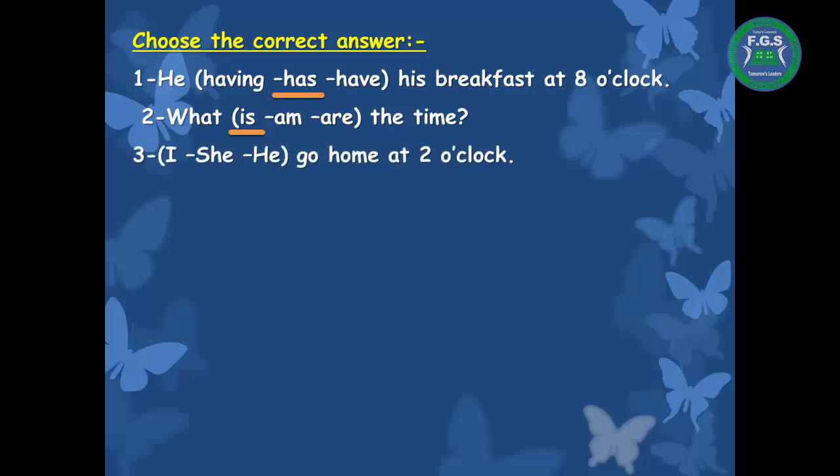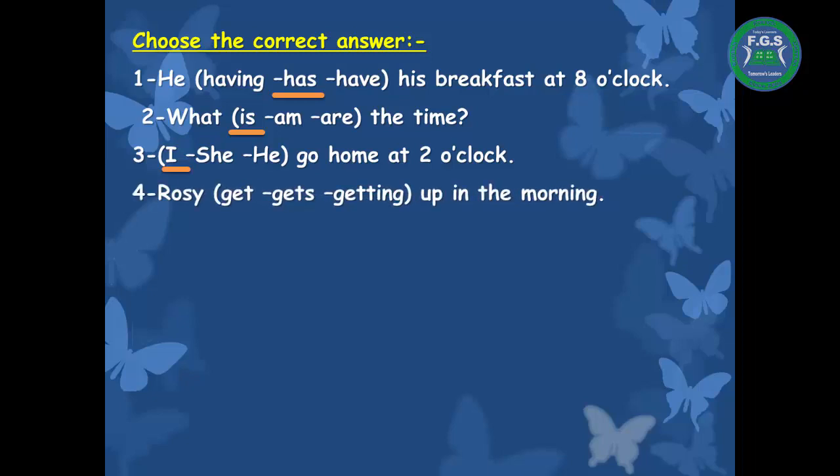So, number 3, I, she, he go home at 2 o'clock. That's right, we will use I because we didn't add anything to the verb go. Number 4, Rosie getting up in the morning. That's right, Rosie gets up in the morning. Number 5, we have dinner on, in, at the evening. That's right, we will take in. We have dinner in the evening.